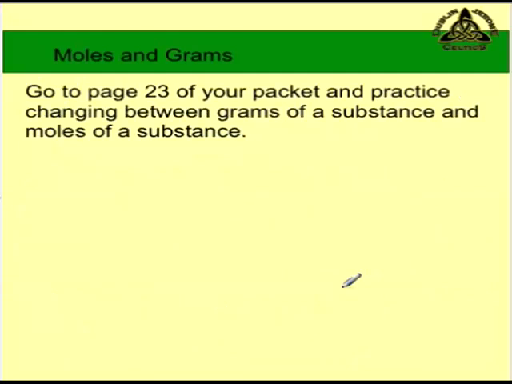Please go to page 23 of your packet and practice changing between grams of a substance and moles of a substance.